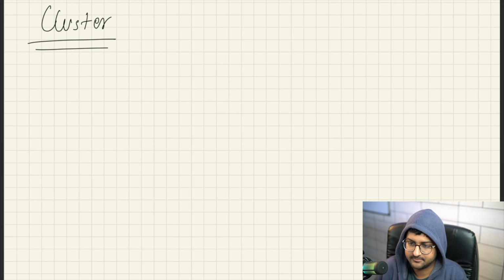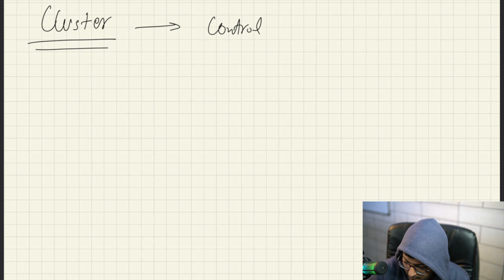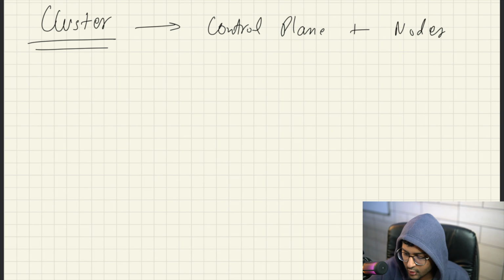Kubernetes cluster. So a Kubernetes cluster basically means that you have a bunch of nodes and a control plane. So Kubernetes cluster means control plane plus nodes. Don't worry if you don't know what a node is. Don't worry if you don't know what a control plane is. Okay, we'll cover that right now.